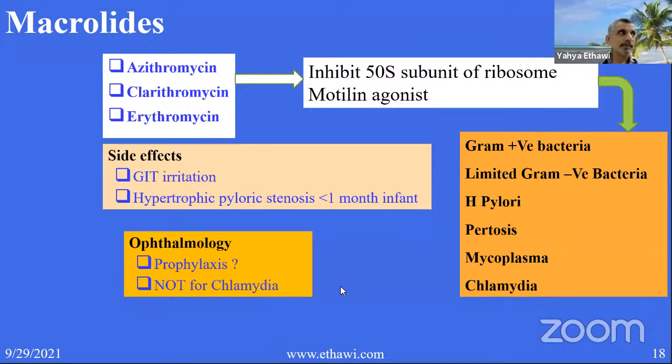And therefore, giving erythromycin eye drop or ointment prophylaxis is not necessary and is not recommended. The best practice is when you see swelling of the eyelid, congested eye, redness, or discharge, to treat.